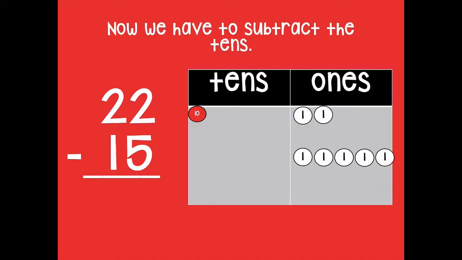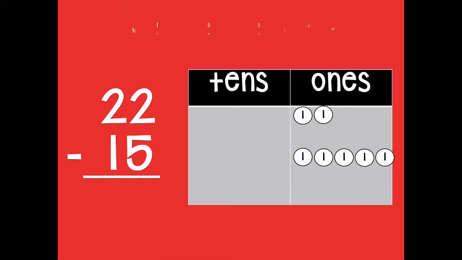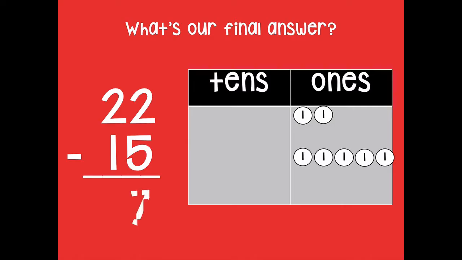Now we have to subtract the 10s, right? So we have 1 10 left. And if I subtract that 1 10, right, because that's what's right here, I have no 10s left. Okay, so what's our final answer, friends? What's left on our place value chart? 7. Okay, so awesome job with that one, friends. 22 minus 15 equals 7.